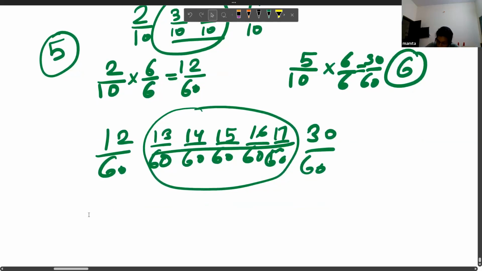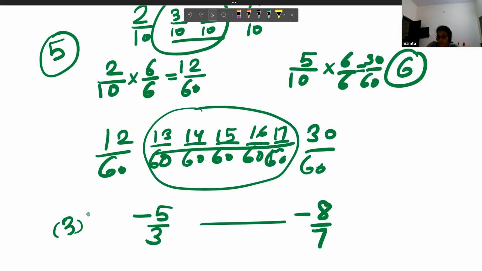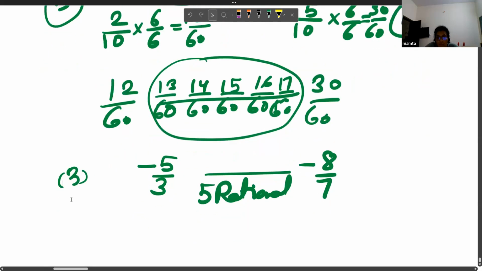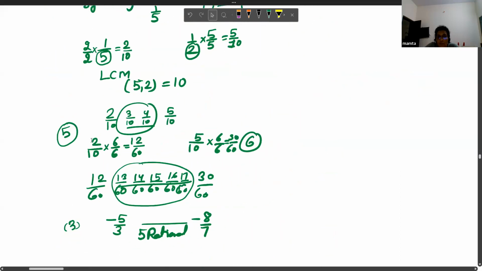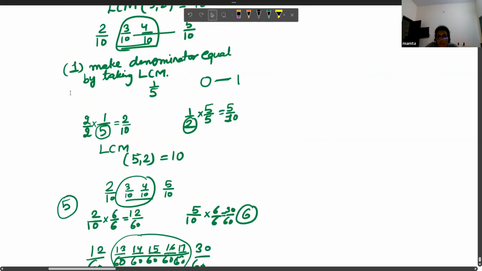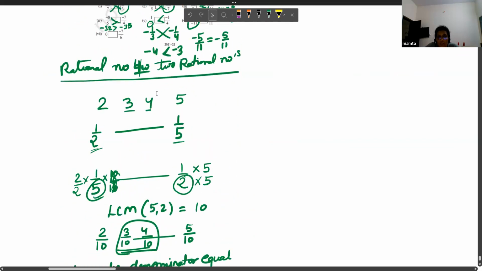So now, children, if I say, write down 5 rational numbers between minus 5 by 3 and minus 8 by 7. Is it written? Please note this down, children. Rational numbers between two rational numbers.